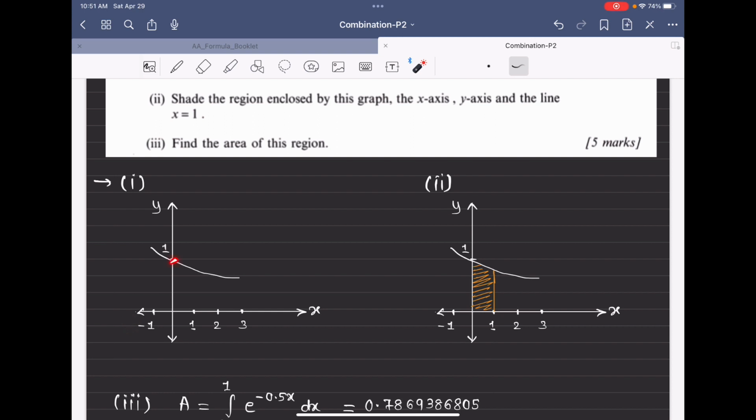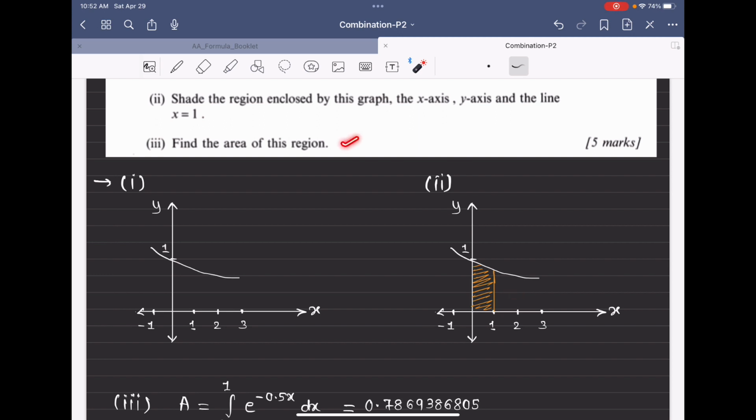I'm not taking any value after 3 or any value before minus 1. I'm showing the y-intercept, which is 1. Now they said shade the region enclosed by this graph, the x-axis, the y-axis, and the line x is equal to 1. The curve is only this part. So do not shade any other part, only between the x-axis, y-axis, and x is equal to 1, that is this graph.